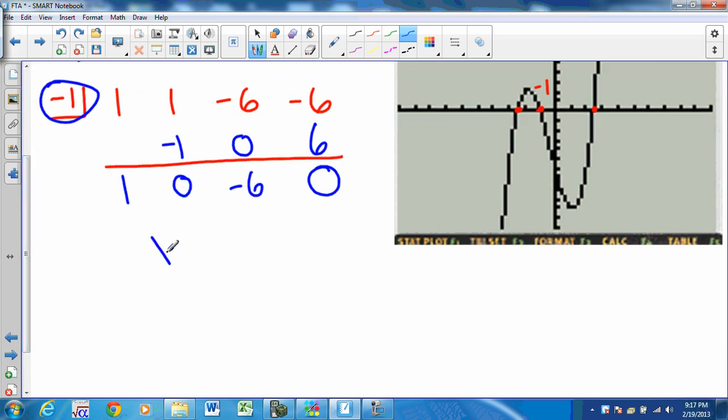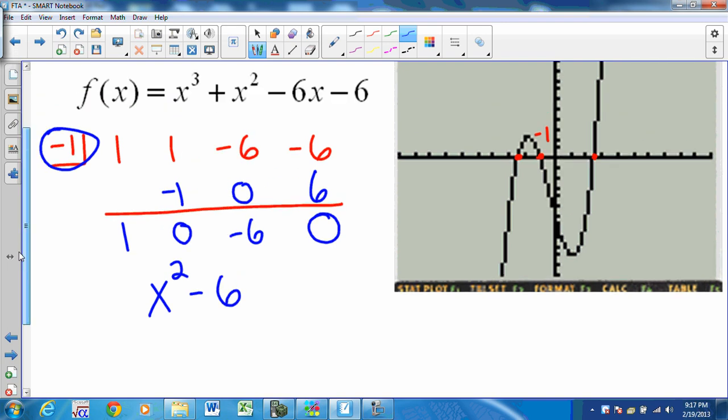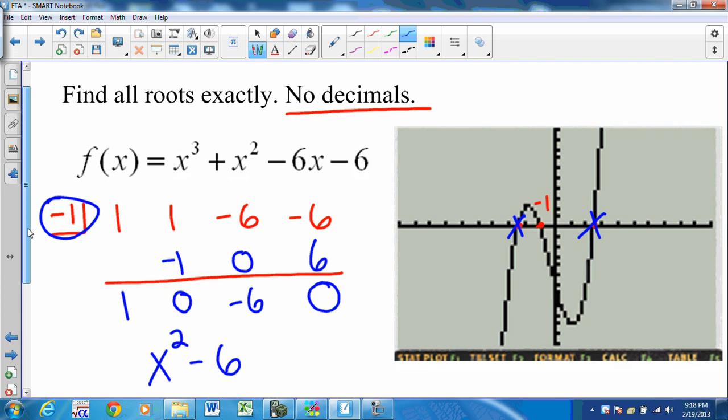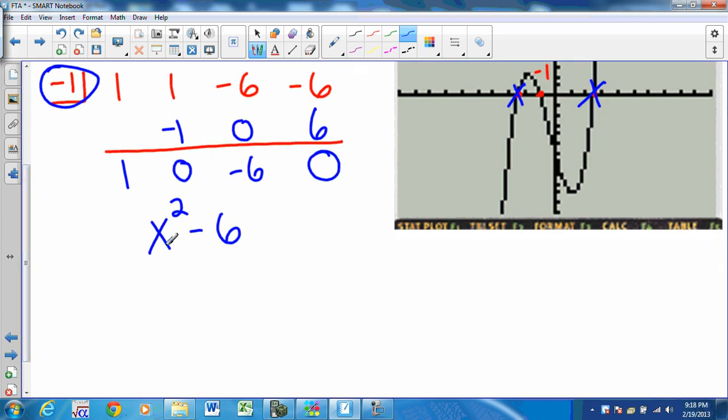Now what I'm left with is x squared minus 6. I now need to solve that to find the other two roots, because I know this is a cubic. By the fundamental theorem, we'll have 3 roots. I know this one is rational, and I know these two on the outside are irrational or decimal. So I need to find them exactly with radicals. So I need to solve x squared minus 6 equals 0.